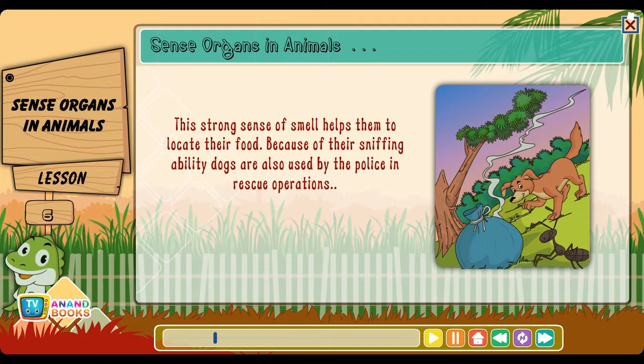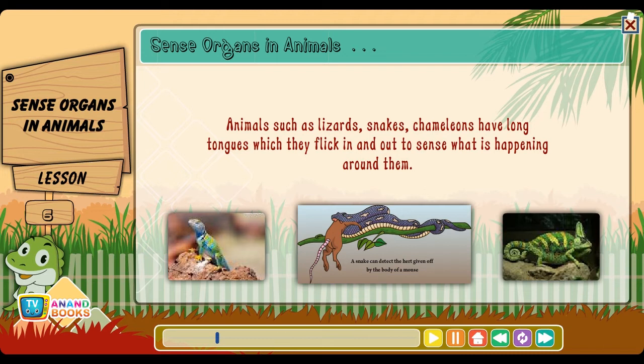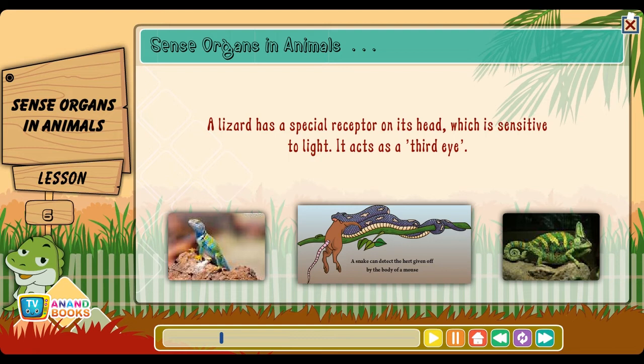Animals such as lizards, snakes, chameleons have long tongues which they flick in and out to sense what is happening around them. A lizard has a special receptor on its head, which is sensitive to light. It acts as a third eye.